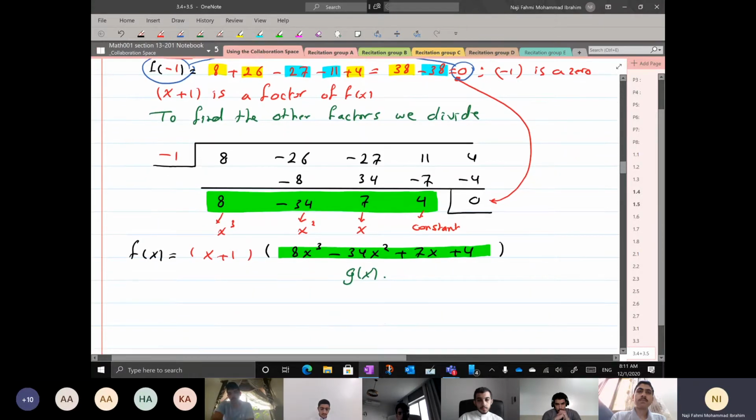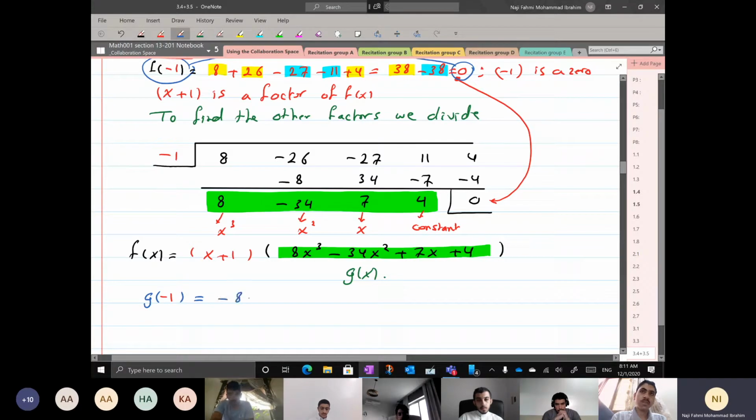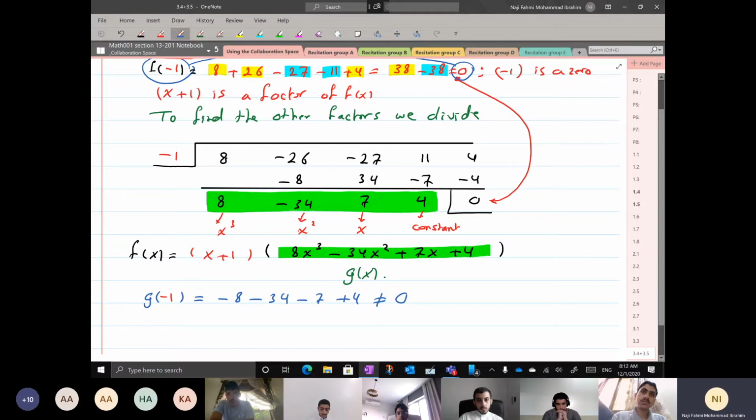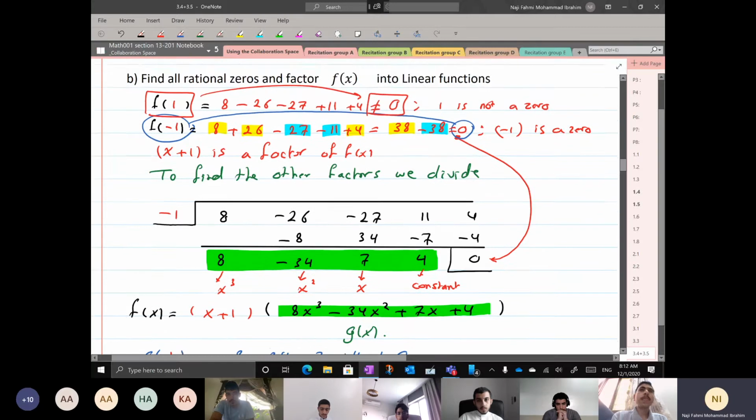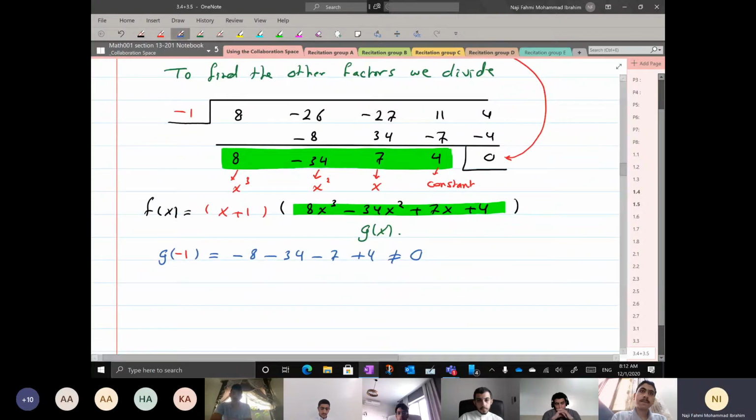So the first number that I have to check is g of -1. Put -1 inside g. What am I going to write? -8 plus 34, minus 7 plus 4. And you can see obviously this is not 0 because we have large negative numbers. So -1 did not succeed one more time. What's the next possible 0 in the list? We have +2 and -2. So let's find g of 2.